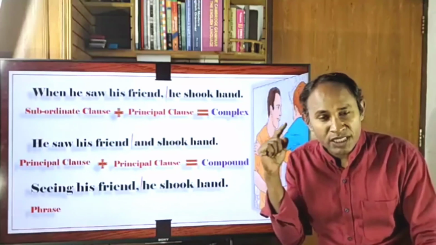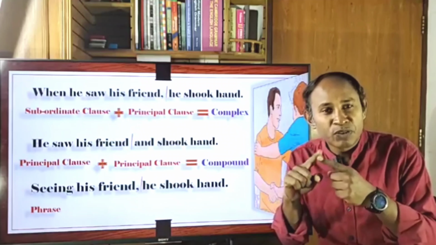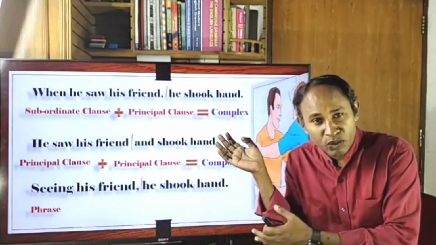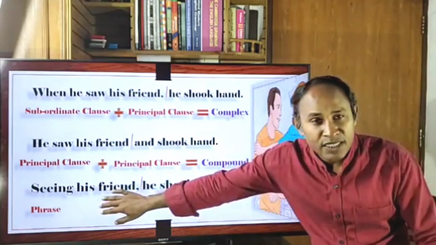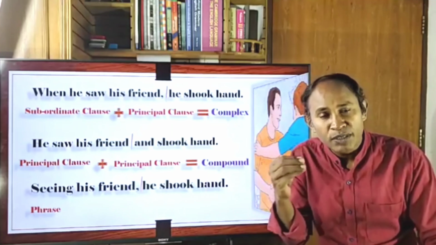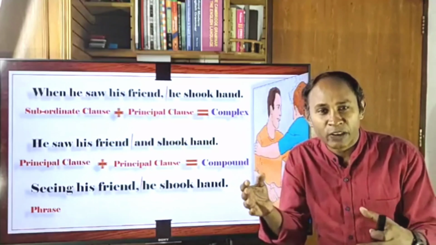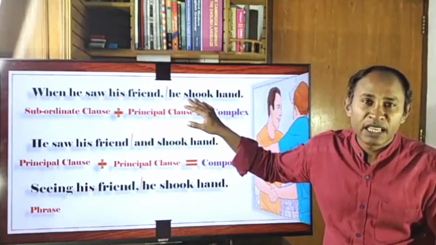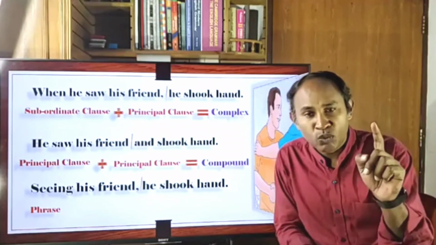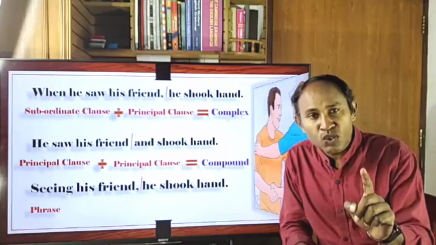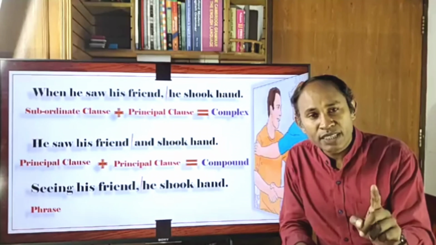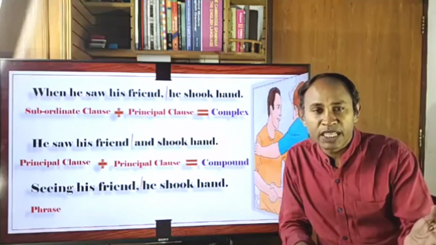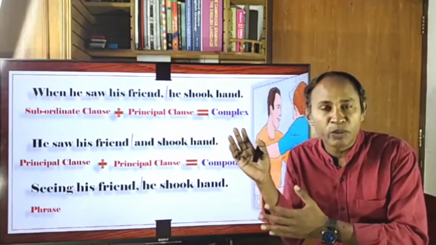Now, you must have a question: what is the difference between a phrase and a clause? Of course, the answer is before you. In a phrase, there is no subject and no finite verb. But in a clause, there is one subject and one finite verb. That means a clause has one subject and one finite verb, but a phrase has no subject and no finite verb. But both are part of a sentence.